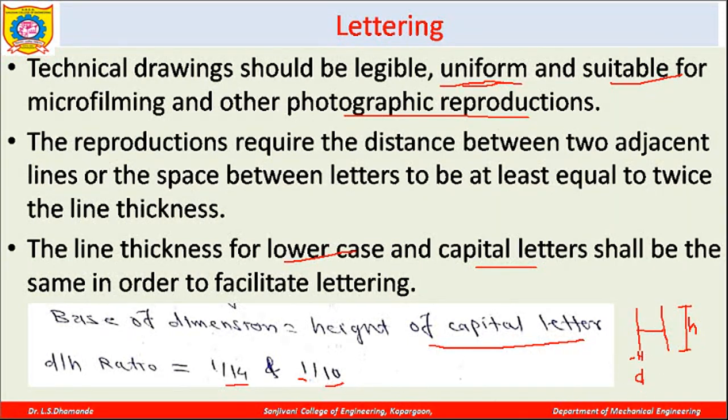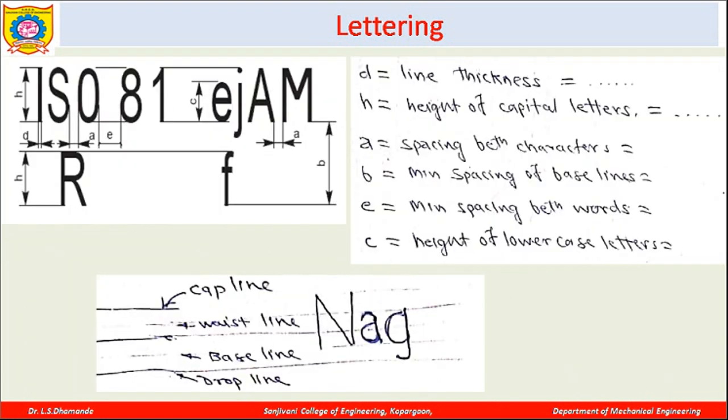In general, you can see some words and letters specified here. Like here ISO 81 is written, and here small letter e, j and capital A and M are written, and also capital R at the bottom. So this is nothing but H, and D is nothing but the thickness.